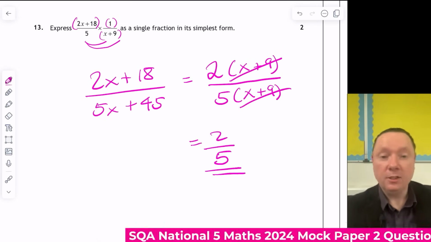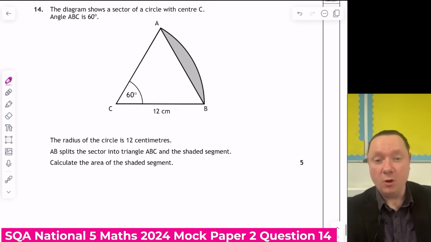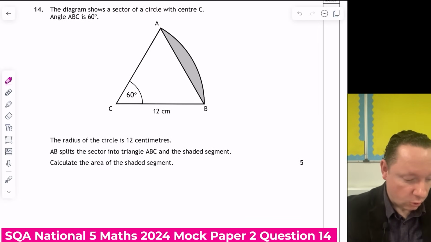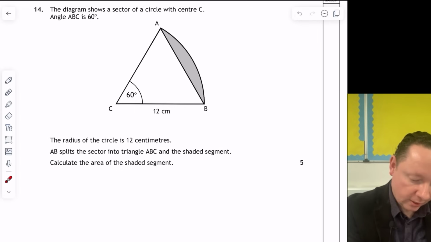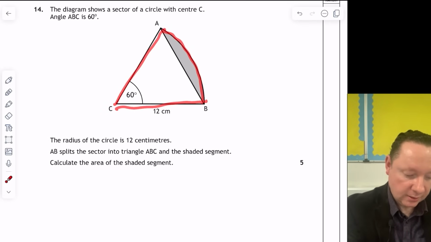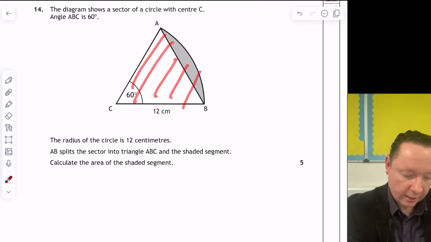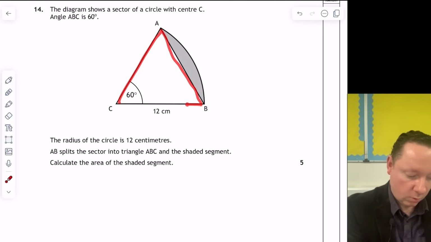SQA National 5 Maths 2024 Mock Exam Paper 2. Question 14. The diagram shows a sector of a circle with centre angle 60. The radius is 12. AB splits the triangle ABC and the shaded segment. Calculate the area of the shaded segment. So it's an area question. So I've got a sector of a circle, so area of a sector, but if I did just that, that would give me the whole area. So then I need to take away the area of a triangle. So let's work on that.